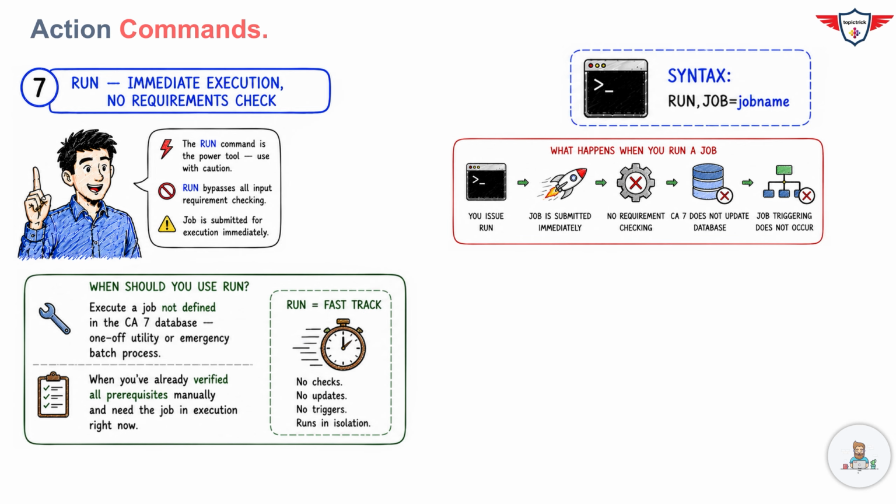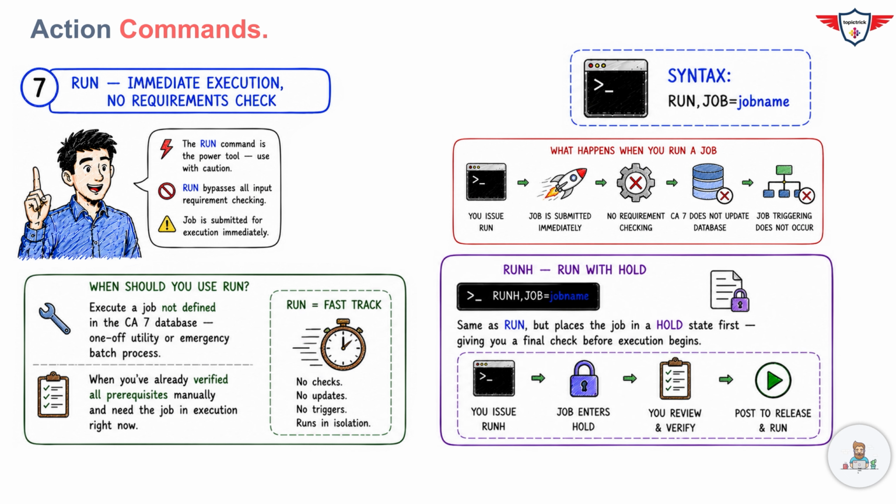Unlike demand command, run actually bypasses all input requirement checking and the job is submitted for execution immediately, regardless of whether its predecessors have run or its databases are available. Additionally, when a job is run via run command, CA7 does not update the database upon completion, and the job triggering does not occur. The job runs in isolation, no predecessor checked, no successor triggered.